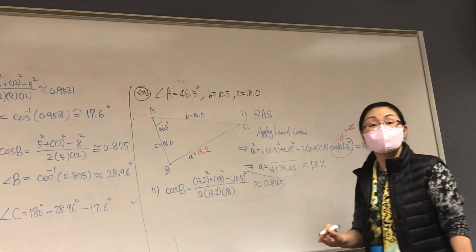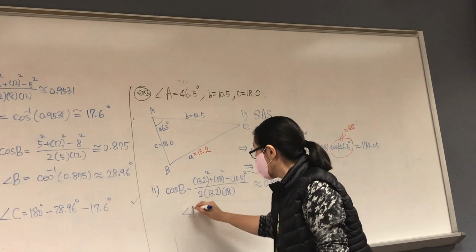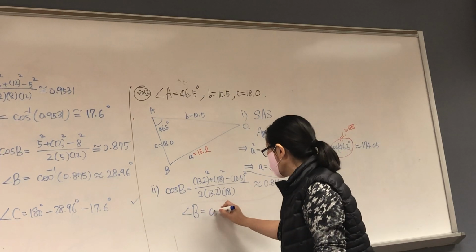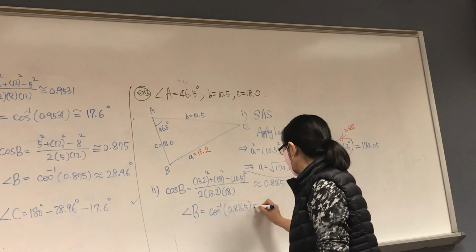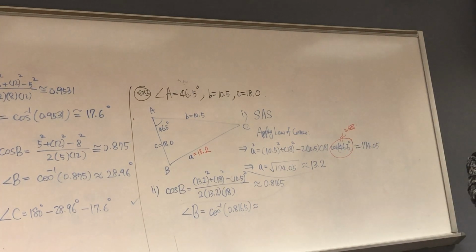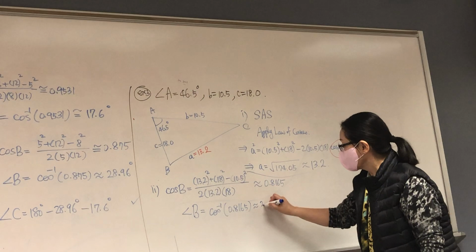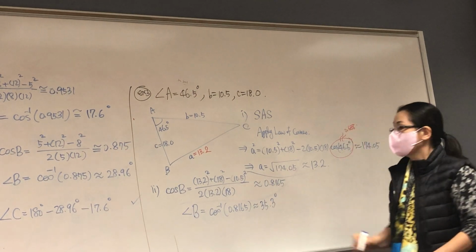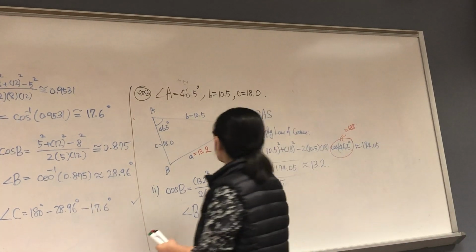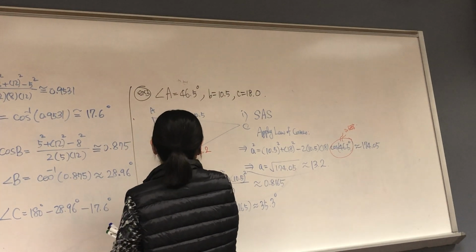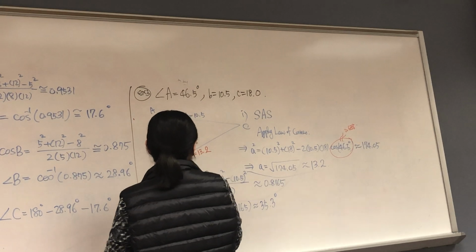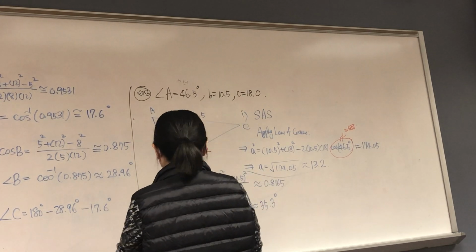Am I right? So what is angle B? Cosine inverse 0.8165. So what is this angle? First quadrant angle. It's 35.3. And then everything is ready. So we know this angle is 35.3 degrees. And then you can figure out the other angle.